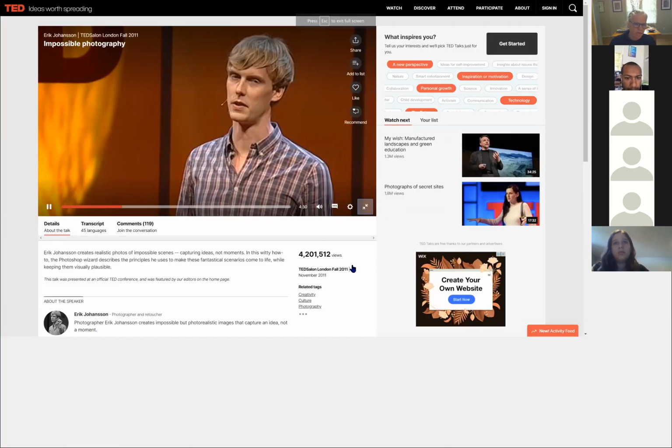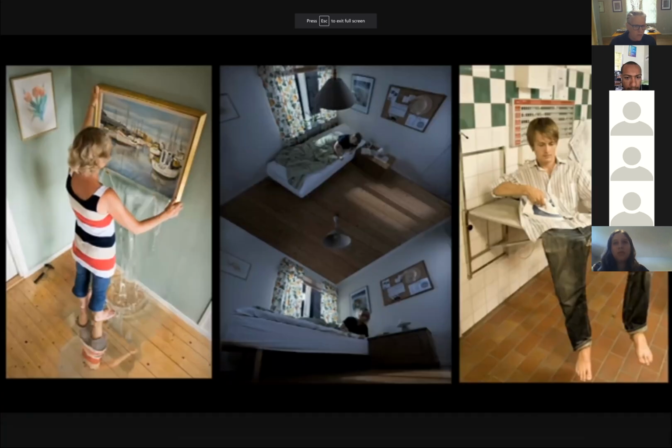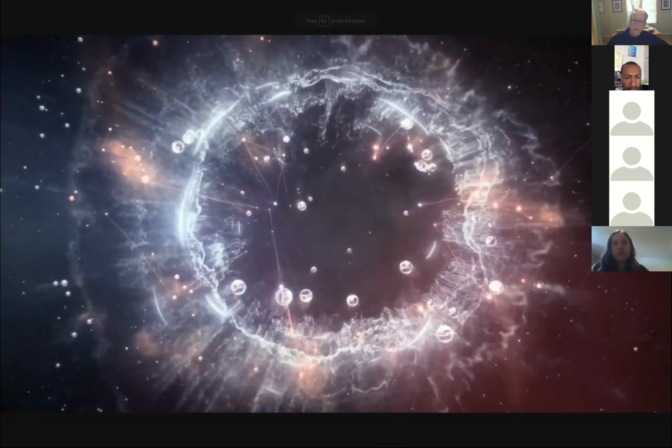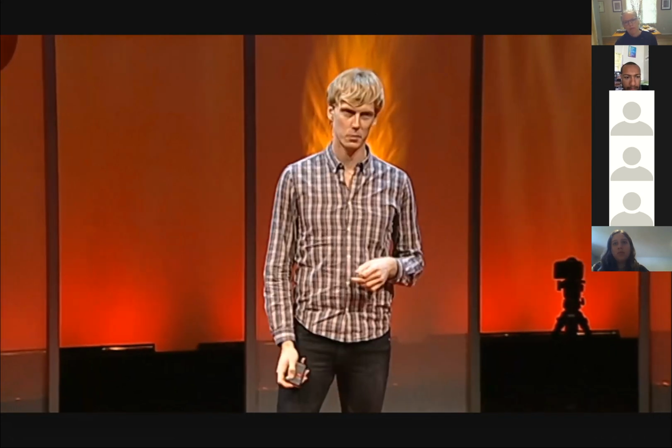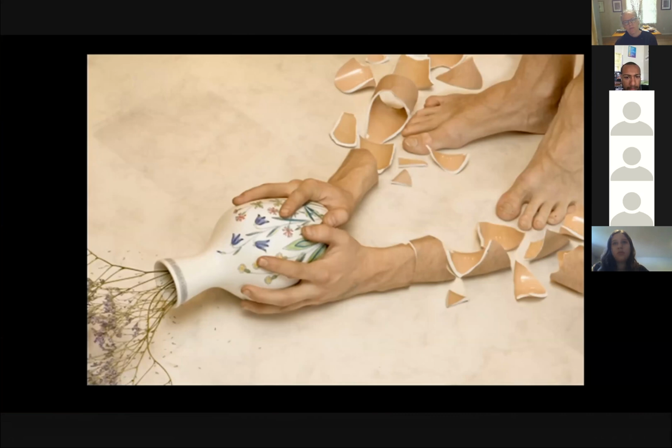Capturing an idea rather than capturing a moment, really. But we'll start from the beginning. So I'm here to share my photography. Or is it photography? Because of course, this is not a photograph that you can take with your camera. Yet my interest in photography started as I got my first digital camera at the age of 15.